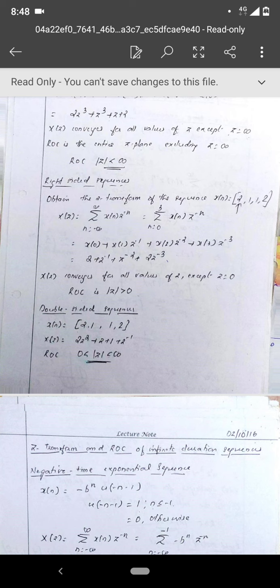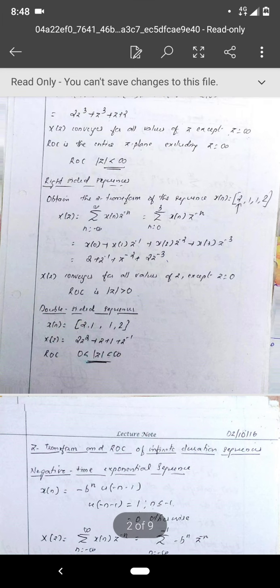So this summation will never converge at z is equal to 0, or this polynomial will explode at z is equal to 1, or magnitude of z is equal to 1. So it can accept any values of c other than 0. So for a left-sided sequence, the ROC is the magnitude of z less than infinity. For a right-sided sequence, the magnitude of z will be greater than 0.